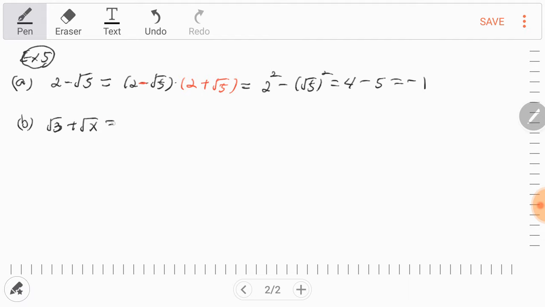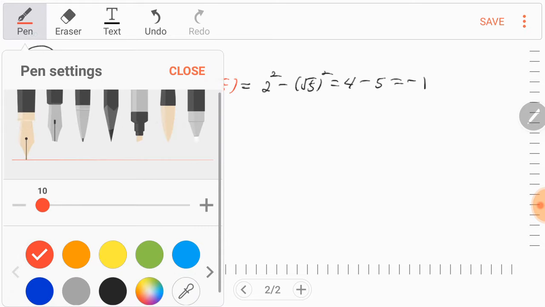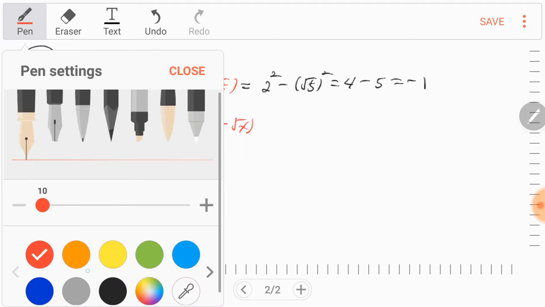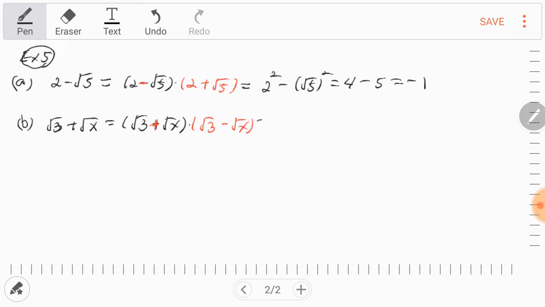Okay, let's do the next one. Square root of 3 plus square root of x multiplied by the conjugate. The conjugate is what? This is plus, so change it to minus: square root of 3 minus square root of x. This is the difference of squares, so a squared minus b squared: the first term squared minus the second term squared. Then 3 minus x. Okay, that's it.